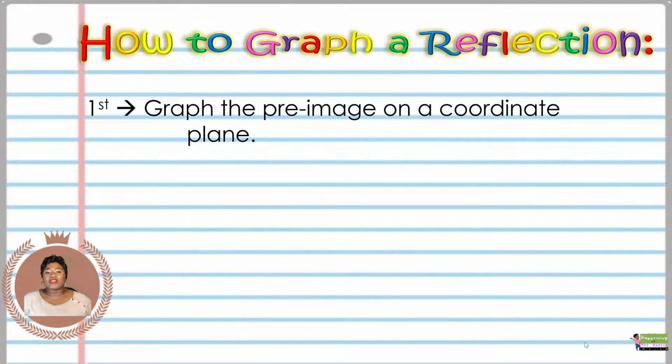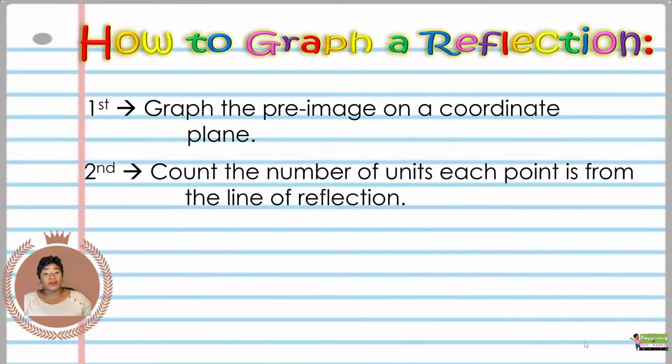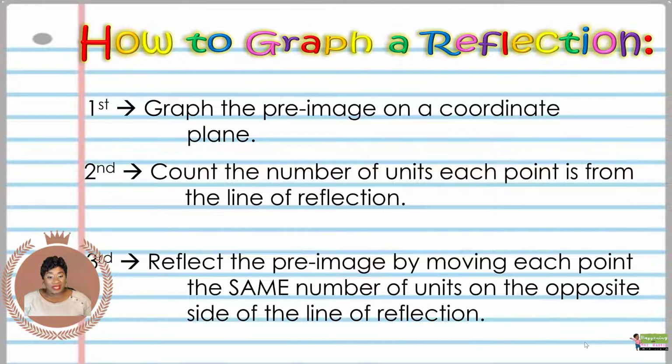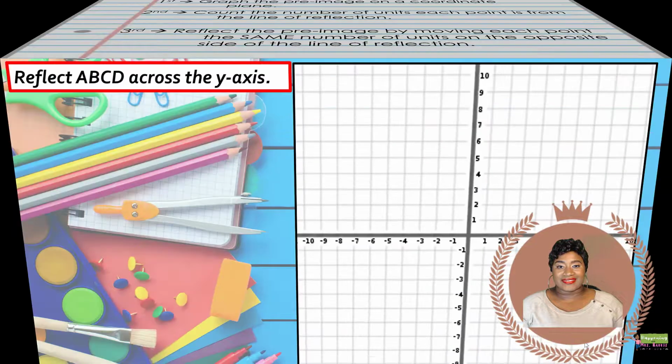Step one. The first thing we're going to do is graph the pre-image on a coordinate plane. Then, step two, we will count the number of units each point is from the line of reflection. Next, step three, we will reflect the pre-image by moving each point the same number of units on the opposite side of the line of reflection.